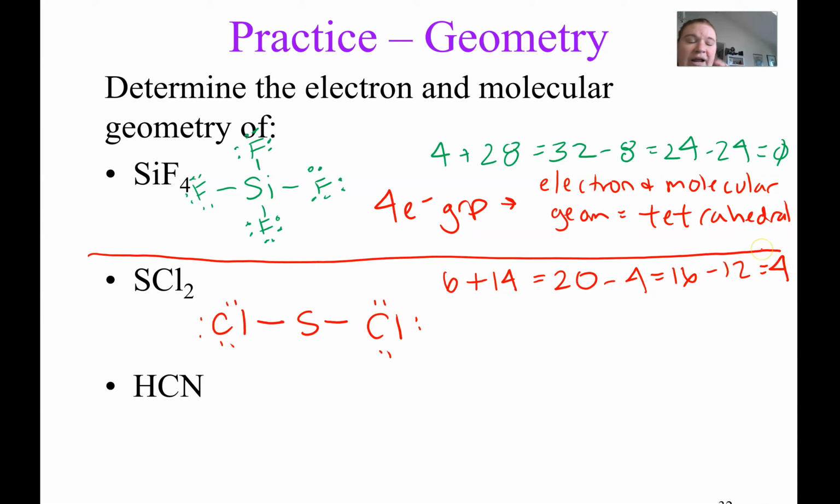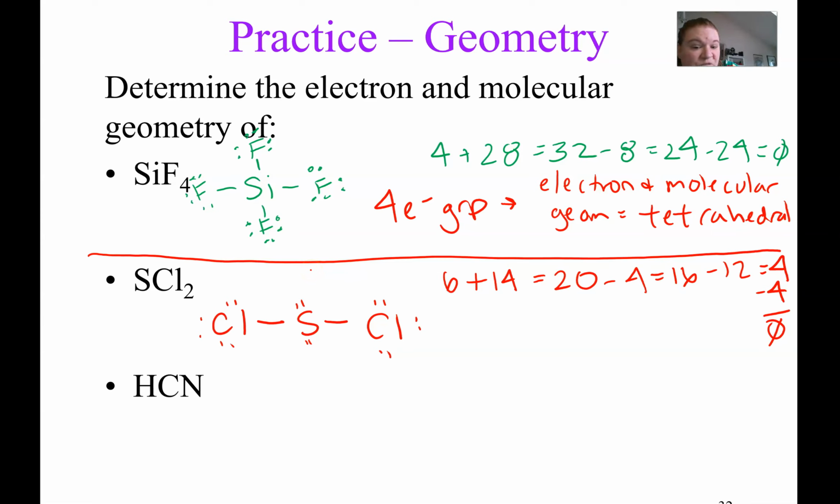I have four left over, and I actually don't think we've had this as an example yet, but my terminal atoms have a full octet, and I still have four electrons over, so they go on the central atom. 1, 2, 3, 4. So I can check my octets. Each of my chlorines have 2, 4, 6, 8, and my sulfur has 2, 4, 6, 8.